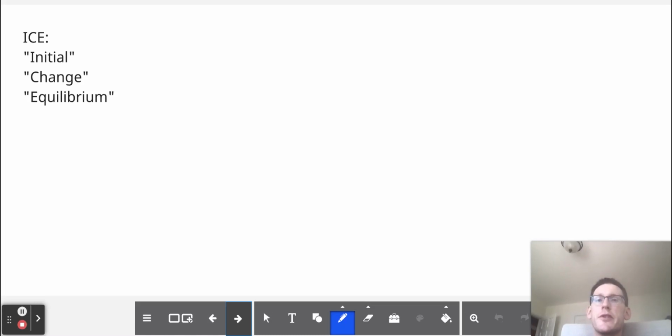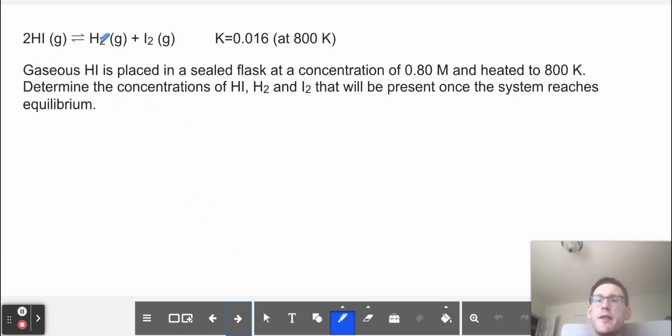Once we've established the direction that we need to go to reach equilibrium, we will use what's called an ICE box, which stands for initial, change, equilibrium, to determine equilibrium concentrations. So let's take this problem here, where gaseous HI is placed in a sealed flask at a certain concentration and heated to a temperature for which we know the equilibrium constant. We need to determine the concentrations of HI, H2, and I2 that will be present once the system reaches equilibrium.